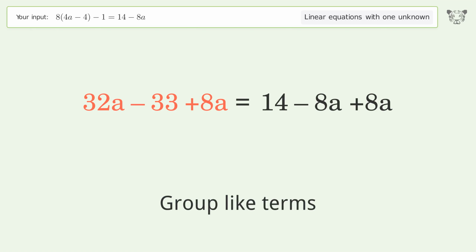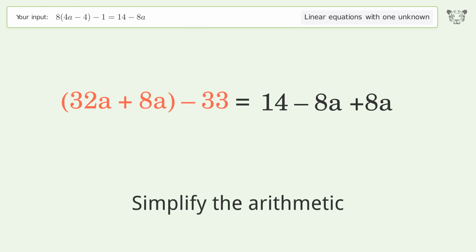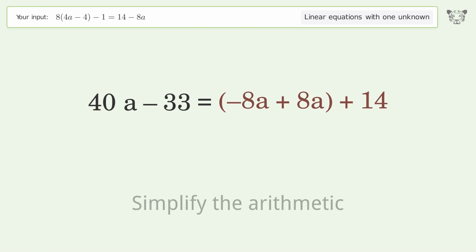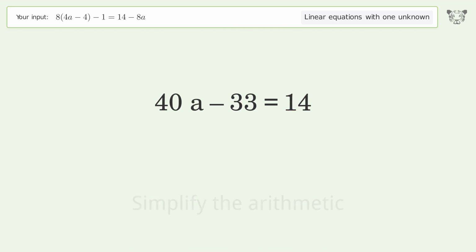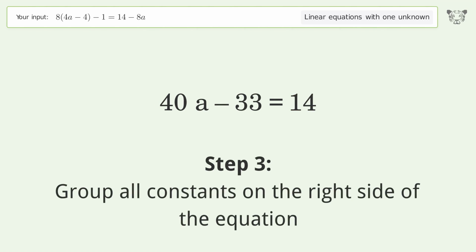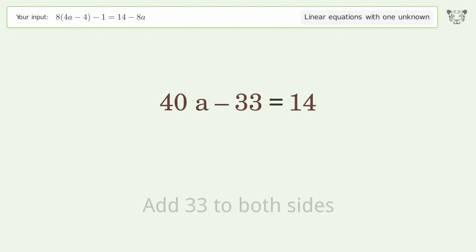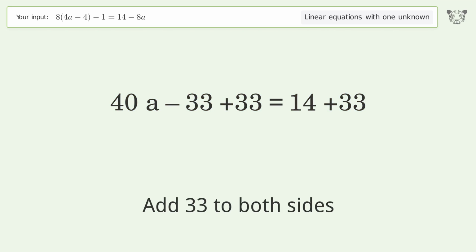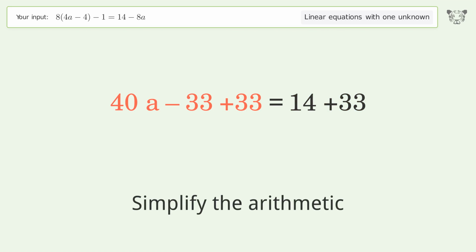Group like terms. Simplify the arithmetic. Group like terms. Simplify the arithmetic. Group all constants on the right side of the equation. Add 33 to both sides. Simplify the arithmetic.